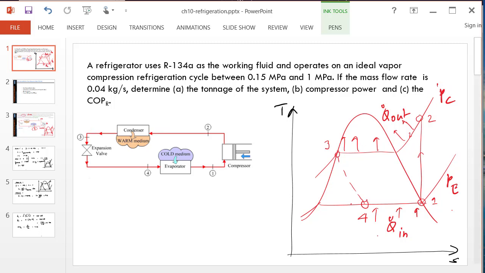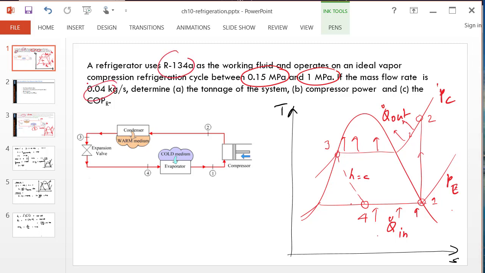And then from 3 to 4, we have an isenthalpic expansion process. Enthalpy remains constant here. And from 4 to 1, we have the evaporator. This is the evaporator pressure, PE. The evaporator pressure is supplied. The condenser pressure is supplied. Fluid is R134A. Mass flow rate is known.